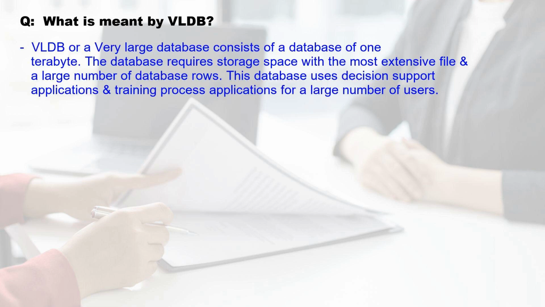What is meant by VLDB? VLDB, or a very large database, consists of a database of 1 terabyte. The database requires storage space with the most extensive file and a large number of database rows. This database uses decision support applications and training process applications for a large number of users.